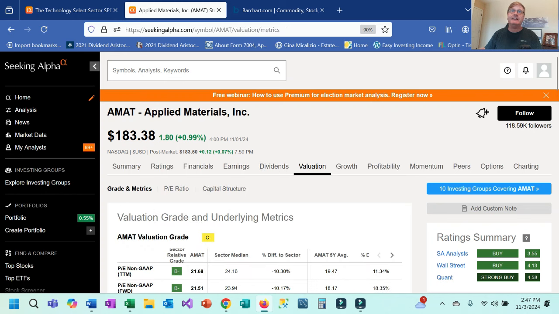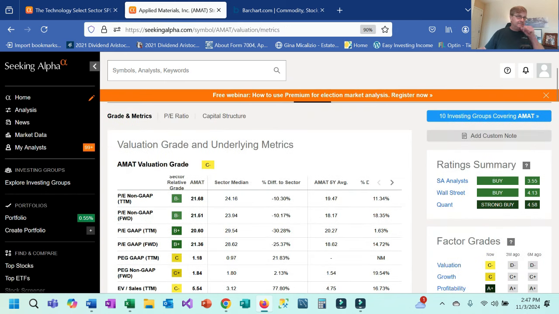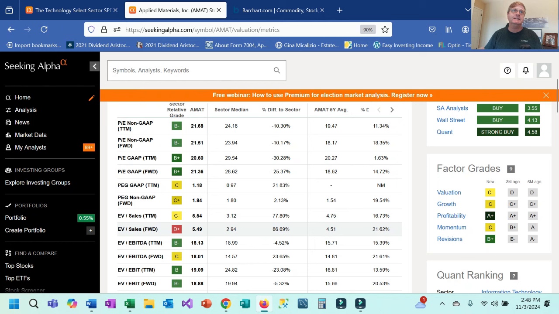Now, related to PE, I can come here and look at the PE and the forward PE. So it's 21.51, but the sector median is nearly 24. So they're below the sector median. That's why they have a B. They also have a PE gap. They're doing better, meaning if this was 30 or 40, it wouldn't be doing as well. So overall, they're not overvalued. The worst is EV sales forward.